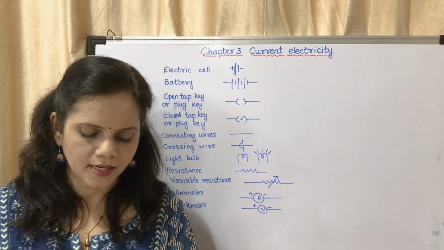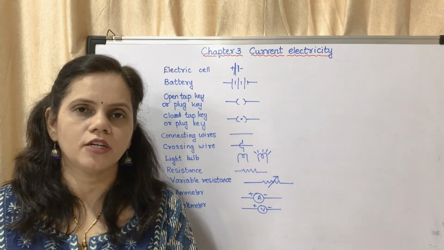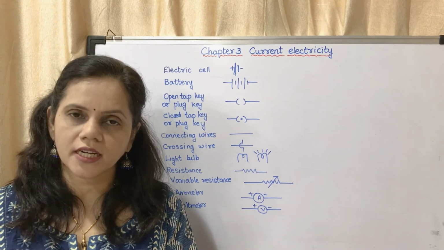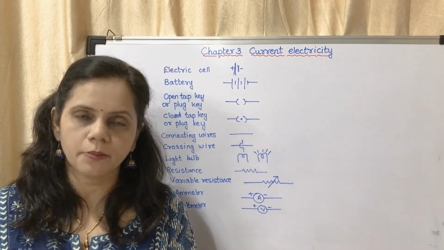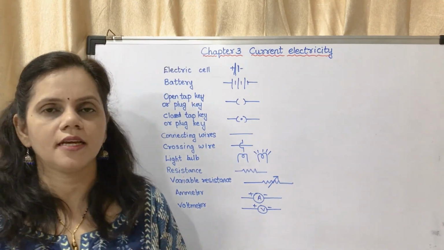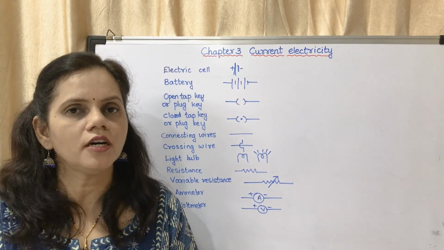Variable resistance, it is to change the resistance as required and thereby control the current. Next is ammeter. It is to measure the current flowing in the circuit. Voltmeter, it is to measure the potential difference in the circuit. Now this table along with the uses you have to write today in your notebooks.